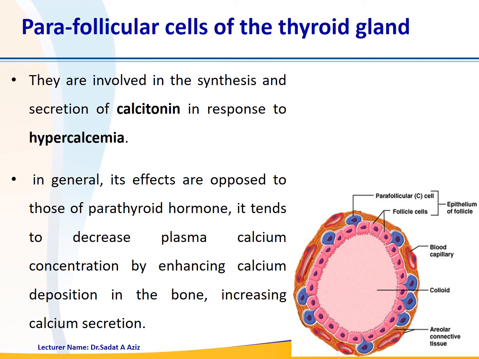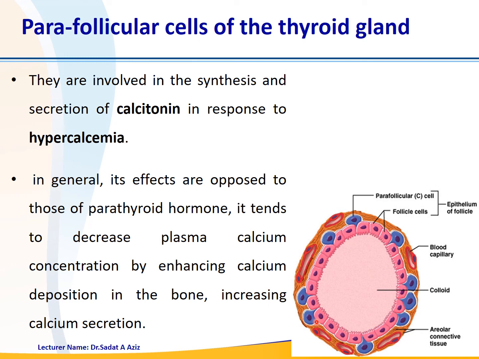The last endocrine cell in our body is called the parafollicular cells of the thyroid gland. If you remember when I drew the histological structure of the thyroid gland, I drew something like this, okay? We said we have some cells which are located between the follicles. These are called parafollicular cells, and they are responsible for the secretion of a hormone called calcitonin in response to what?